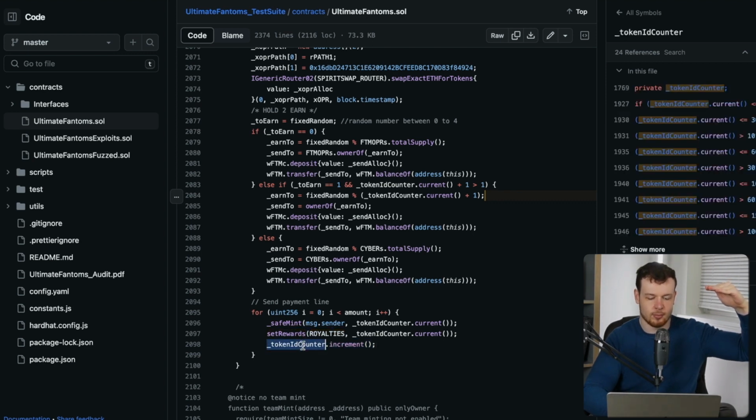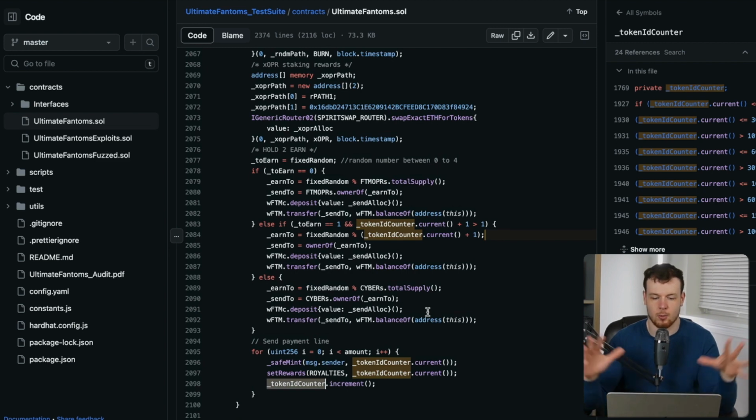So the relationship between the token ID counter and the actual NFTs, if we look at it from an inter-transaction level, so not within any specific transaction, is that the token ID counter will always be for the next available NFT to mint. So really it points to an NFT ID that does not exist yet. So why is that important?